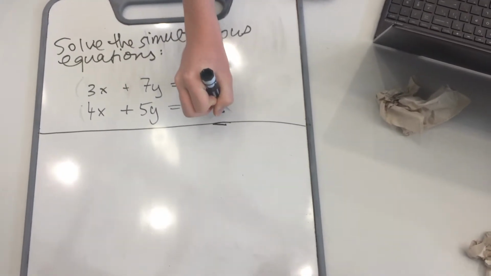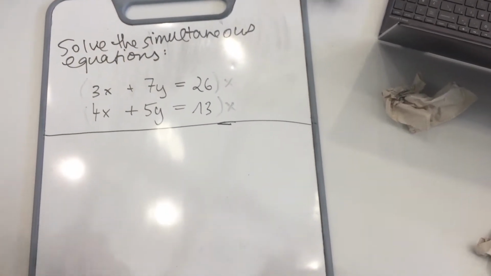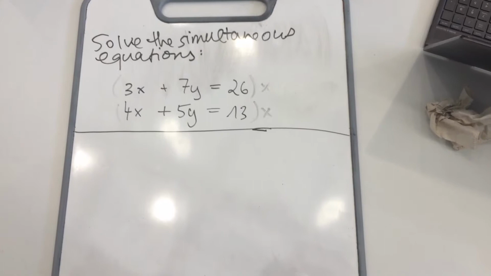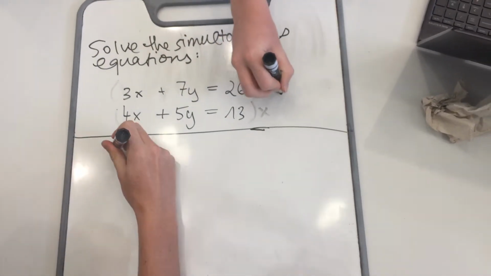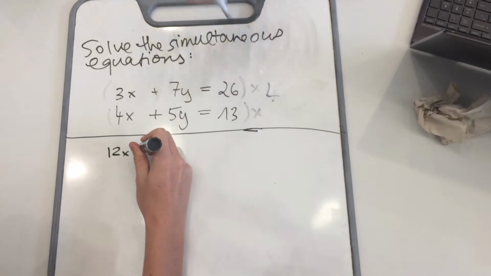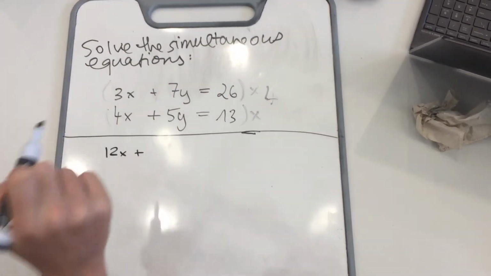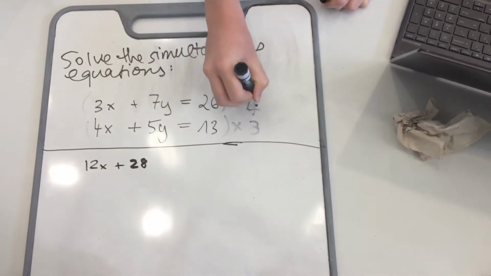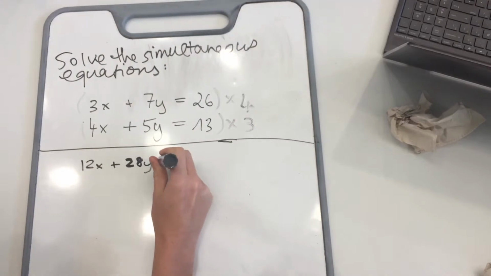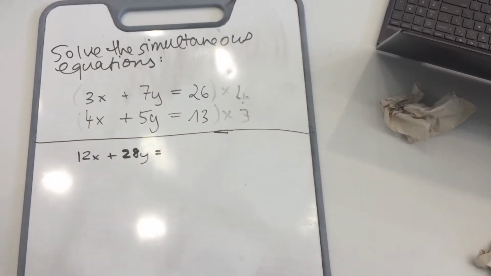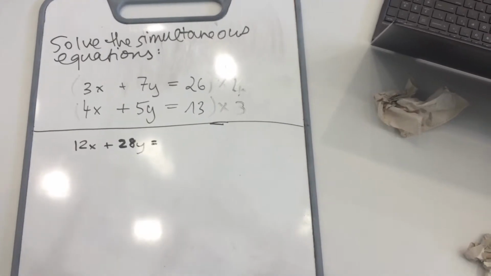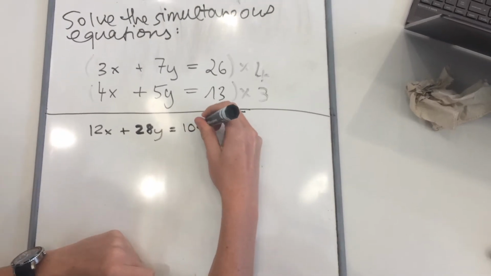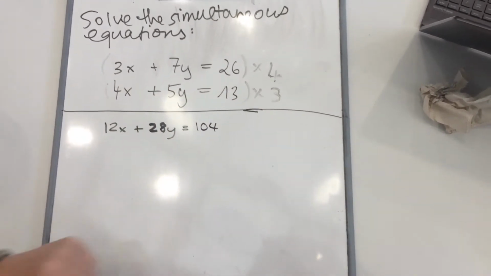So let's get started. 3x plus 7y equals 26. In order for 3x to become 12x, we must multiply it by 4. So, 12x. But then we also need to multiply 7y by 4. And 7 times 4 is 28, and we're going to put the y there as well. Then that's going to equal 26 times 4, which equals 104. Make sure to use your calculator if you don't know that.